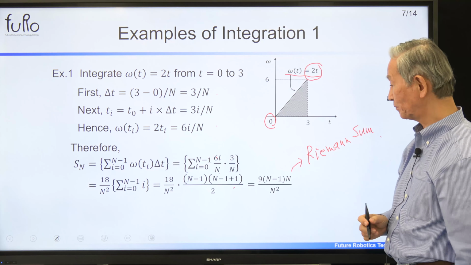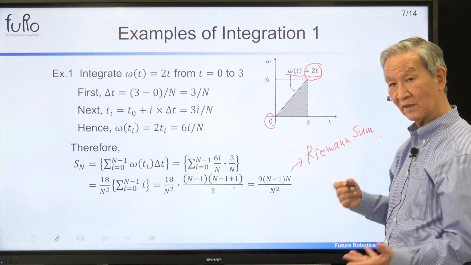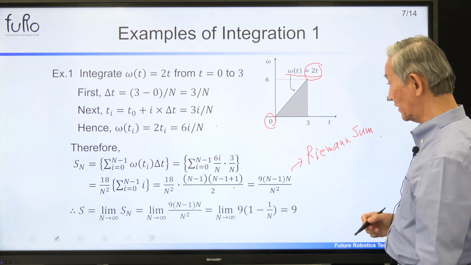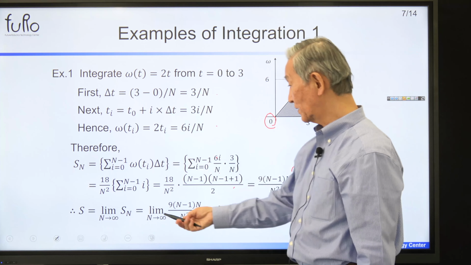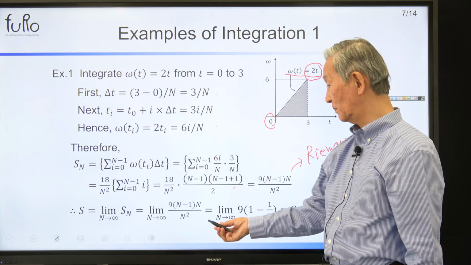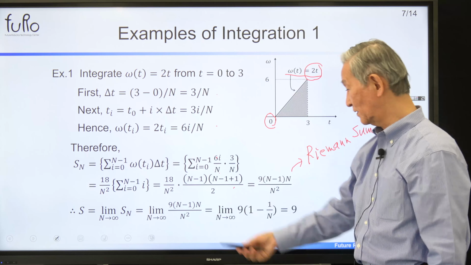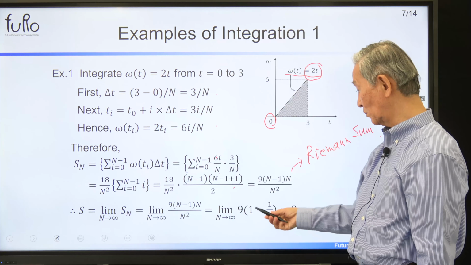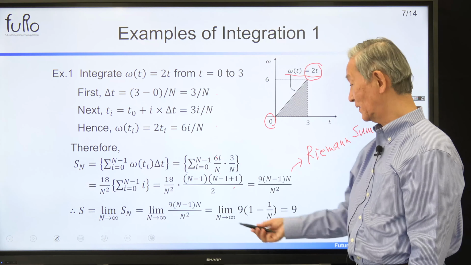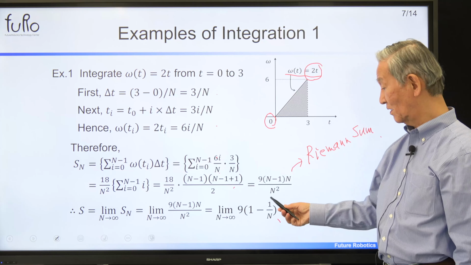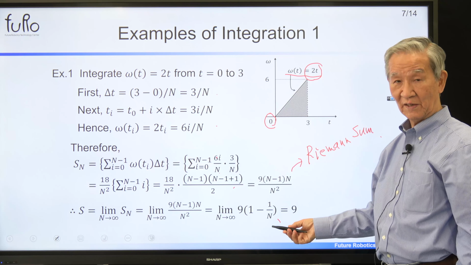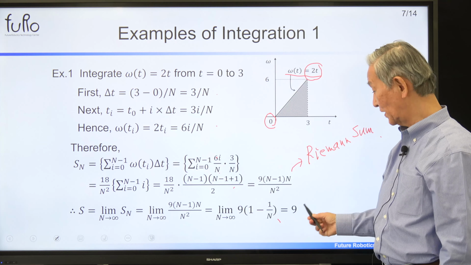That's the Riemann sum. Okay? To get the Riemann integral, you need to take the limit. So s is equal to the limit as n goes to infinity of this one here, but there are lots of cancellations. You only get 1 minus 1 over n. And as n goes to infinity, 1 over n, of course, goes down to 0. So the answer is 9.